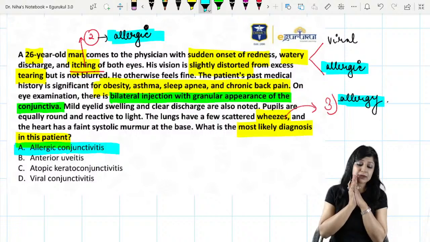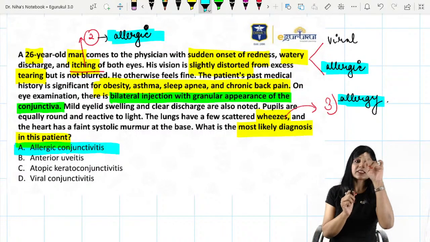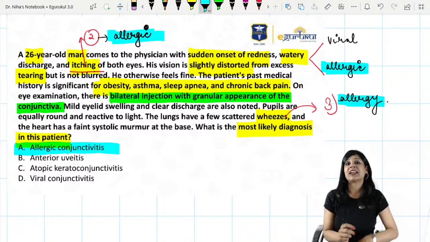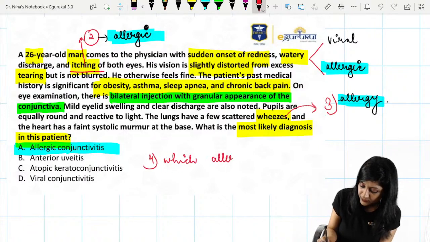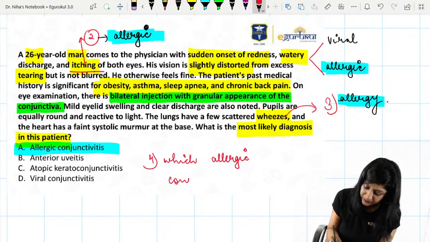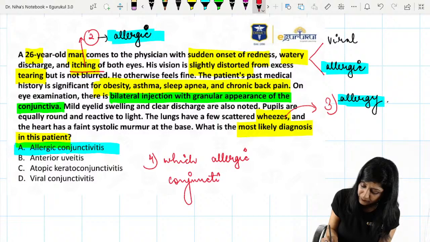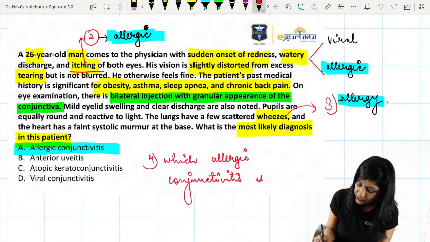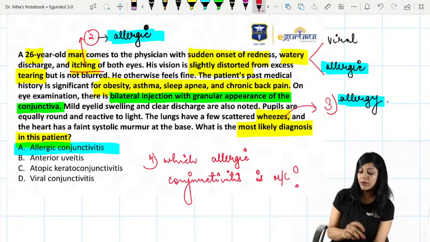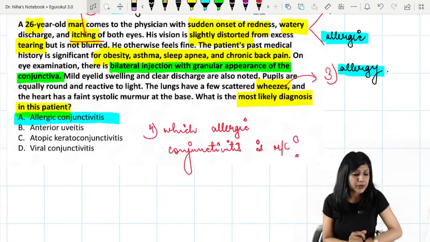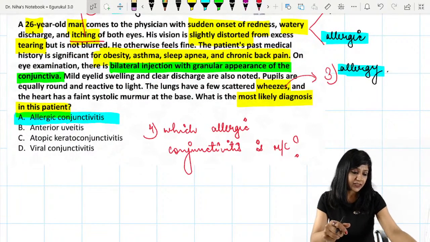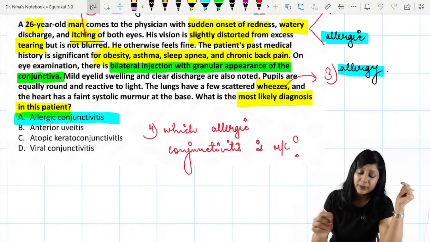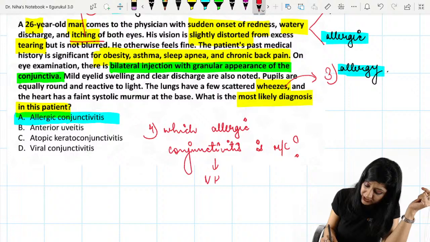So can you tell me, if it is an allergic conjunctivitis, what is this bilateral injection with the granular appearance with allergic conjunctivitis is most common? Question number 4: which allergic conjunctivitis is actually most common? Anybody? Allergic, exactly. So which allergic conjunctivitis is most common? Yes, it is the vernal keratoconjunctivitis, VKC.